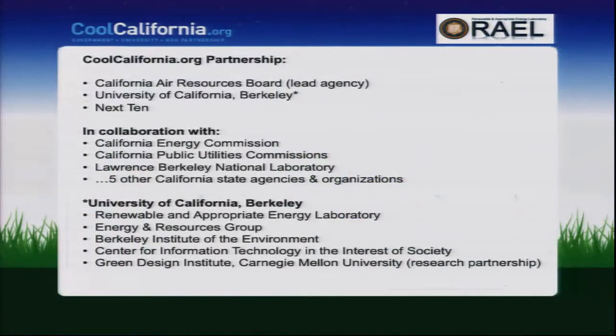So I'm wearing a couple hats today, Rail and also CoolCalifornia.org. This is a project of the California Air Resources Board. Lawrence Berkeley Lab is involved. The main partners are UC Berkeley, the Air Resources Board, and Next 10. We have the Energy Commission and a number of other institutions on board.